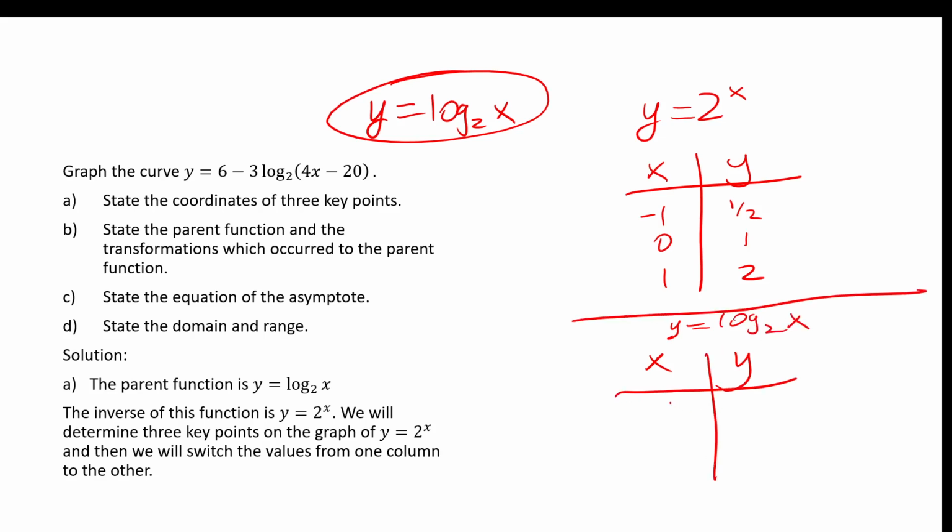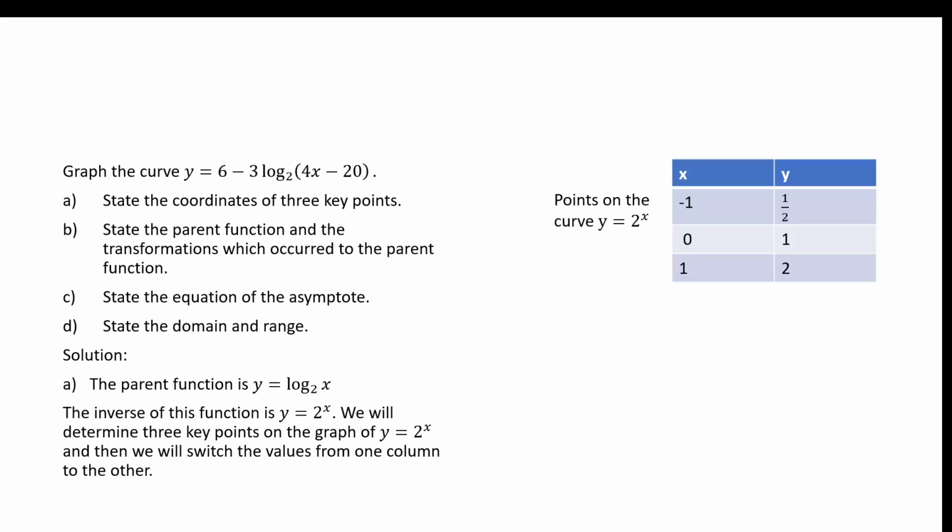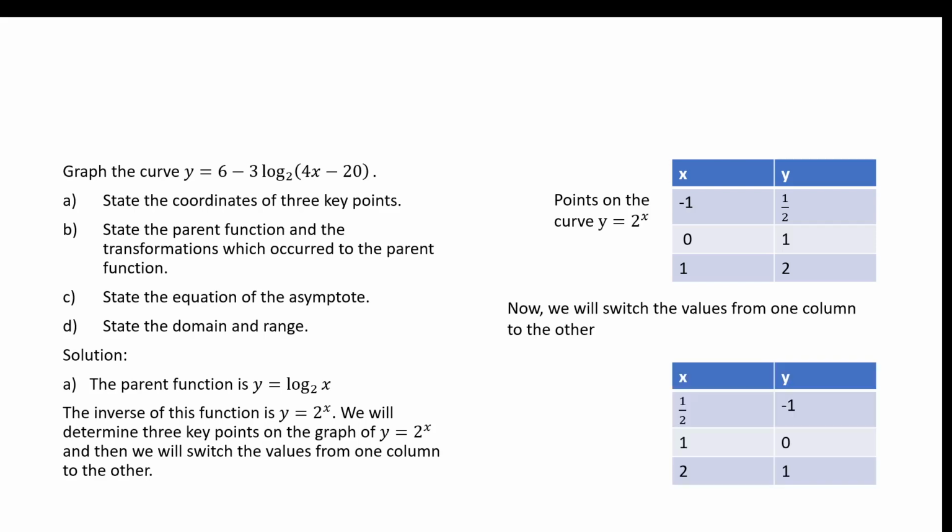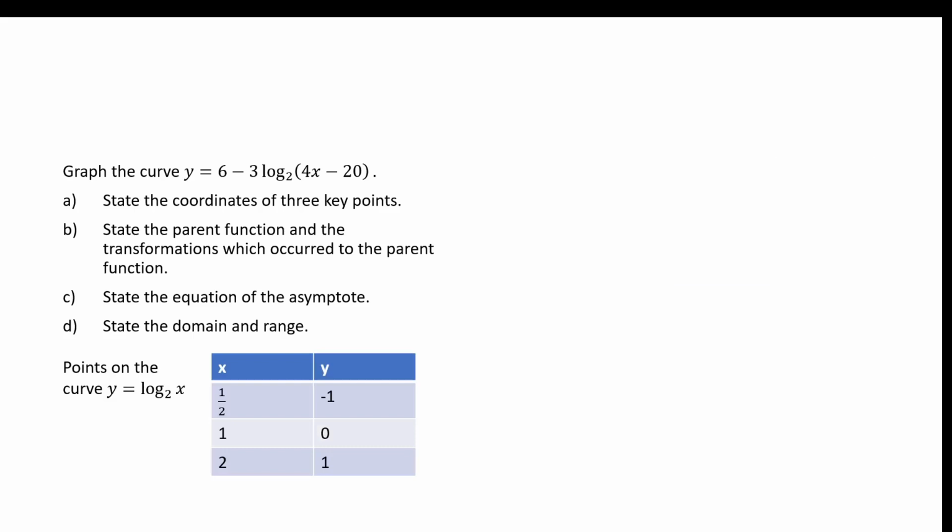By switching those columns, we're now able to say 3 points that are on the parent function for this particular curve of y equals log base 2 of x. Okay, so here we go. This is it written out a little more nicely. Points on the curve. Switch the values from one column to the other. And now we've got points on the actual parent function for our case.